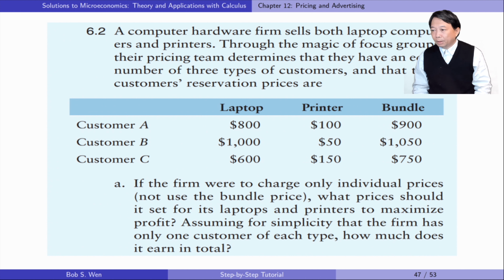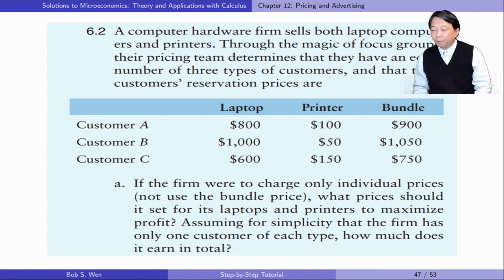Let's find answers to exercise 6.2. A computer hardware firm sells both laptop computers and printers. Through the magic of focus groups, the pricing team determines that they have an equal number of 3 types of consumers, and that these consumers' reservation prices are as follows.